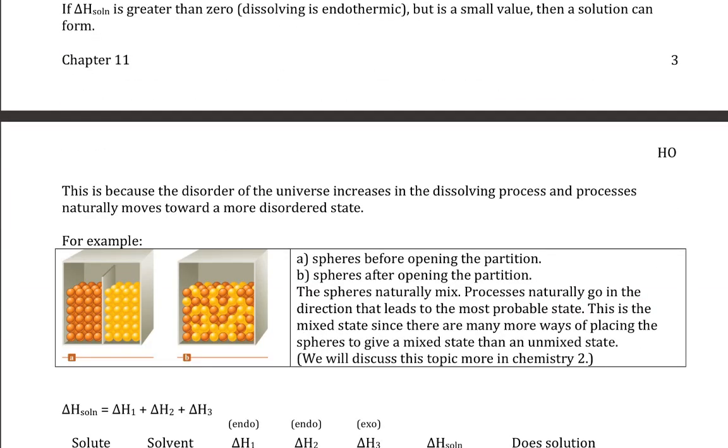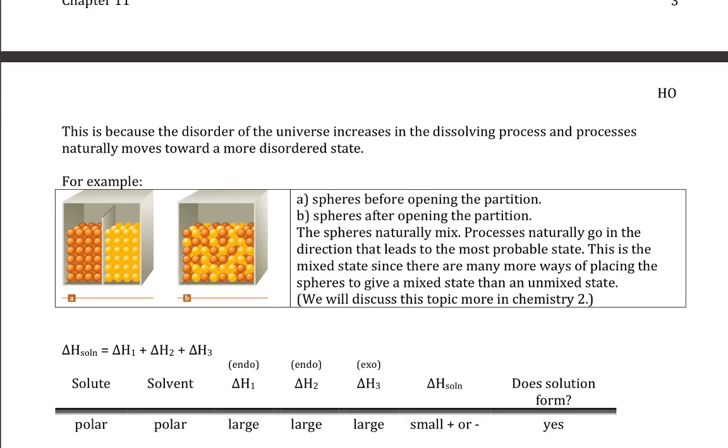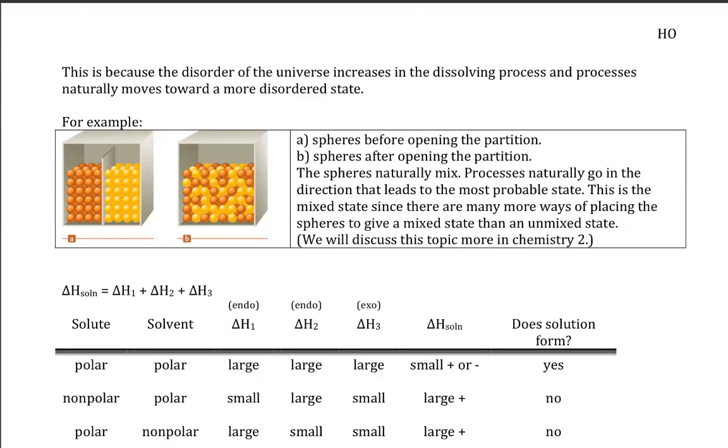And that would happen because the disorder of the universe, remember our terms system, surroundings, and universe, the disorder of the overall process, the universe, increases in the dissolving process. So the disorder, the chaoticness, increases in the dissolving process. And processes naturally move toward a more disordered state.